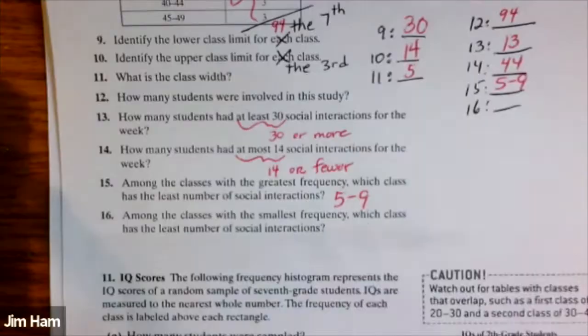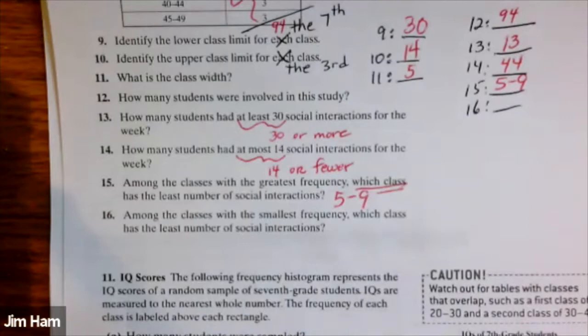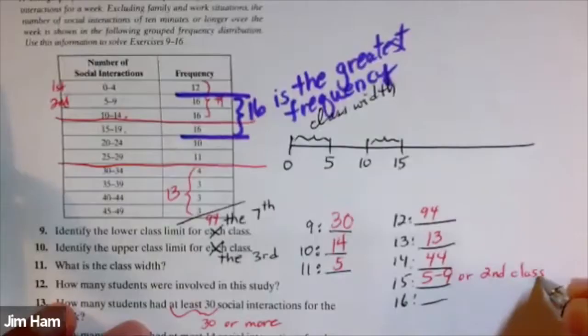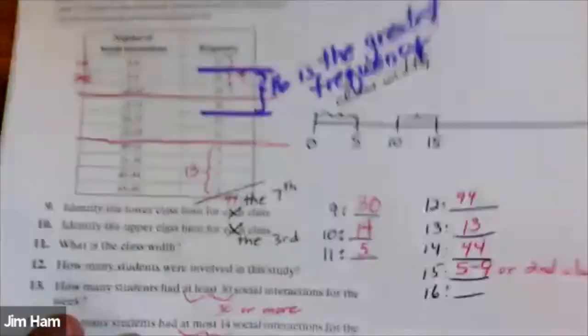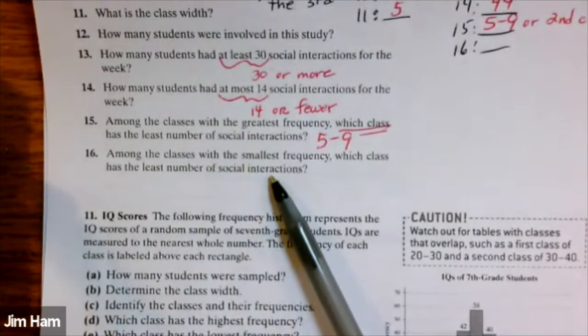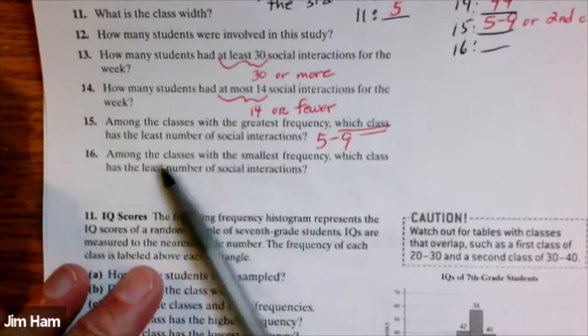Because it says which class, we either have to say the class 5 to 9 or we have to say like the second class. You might want to say the second class here. You have to describe it in some way. And in number 16, it says among the classes with the smallest frequency, the lowest frequency, which class has the least number of social interactions? The class with the smallest frequency, if you look at all these frequencies, the smallest frequency is these last three.